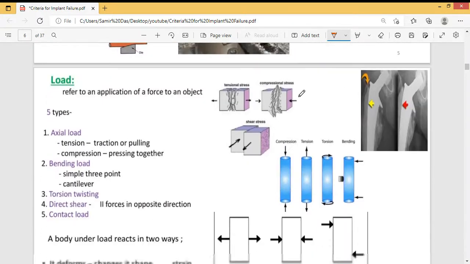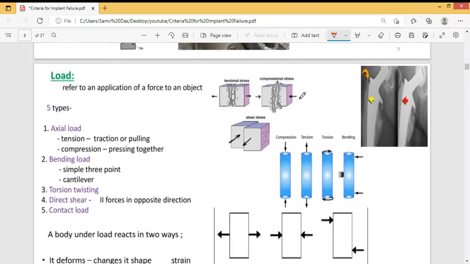Now we have to consider some properties based on where we are going to implant that manufactured part. In case of load bearing application, the first thing is the load. Basically we are dealing with axial load, bending load, torsional load, direct shear and contact load, in the case of a knee joint, hip joint or elbow joint, and so on.